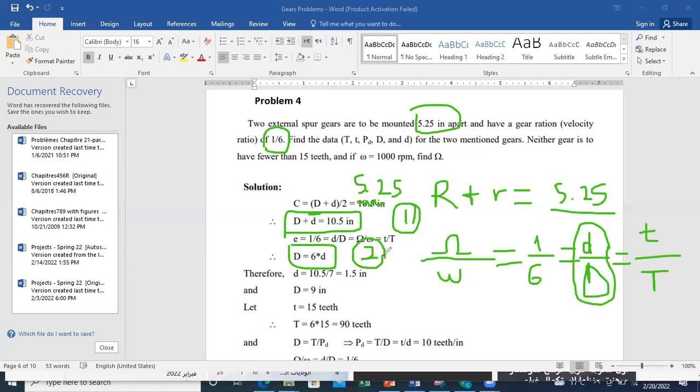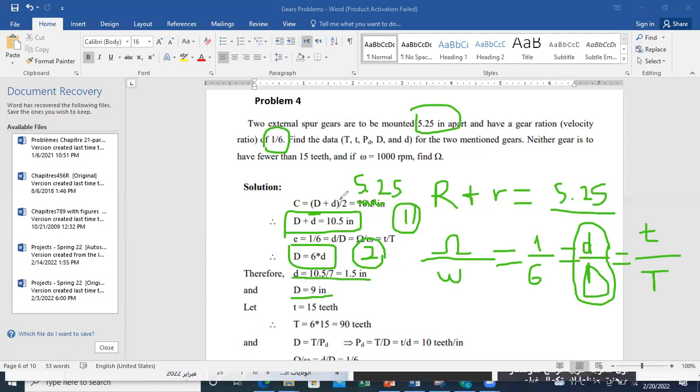Now, after doing this, we can move to solving the 2 equations with 2 unknowns. By solving these 2 equations, we can get the pitch diameter of the gear and the pitch diameter of the pinion.